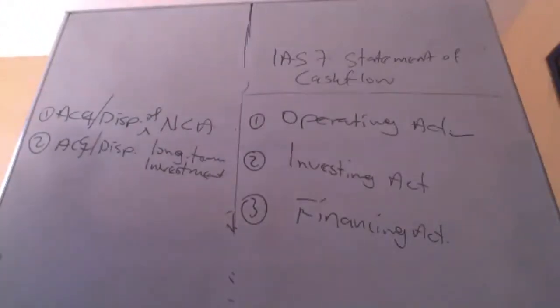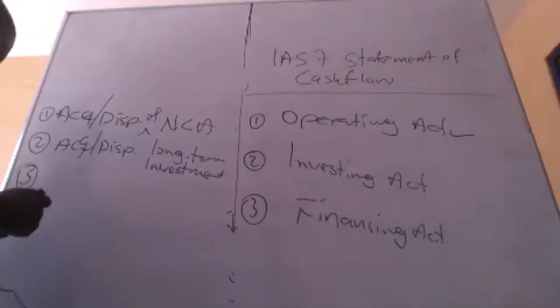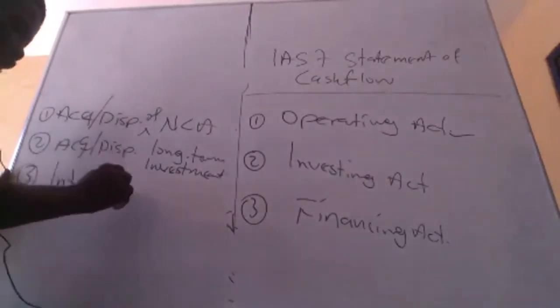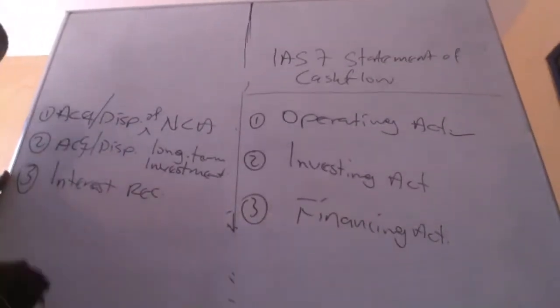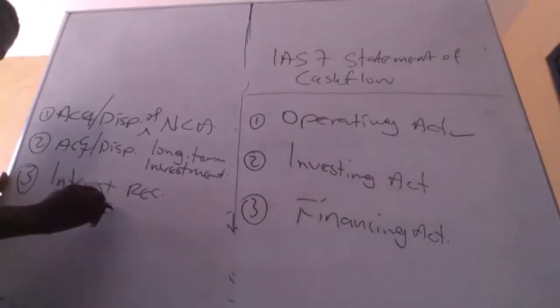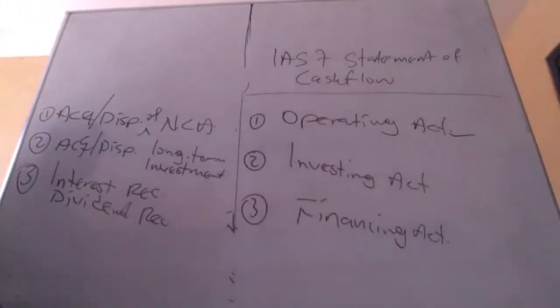So that is it. Third one, go to the other income. Any items, any cash flow which is in other income, should come here. So here will be interest received. Interest received. Dividend received. Dividend received.